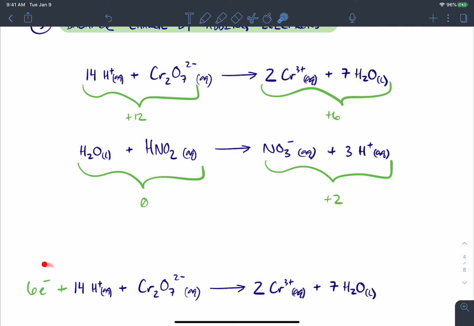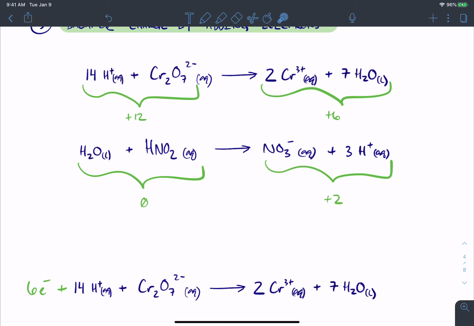So we have 6 electrons added over on the reactant side, and that gives us our plus 6 charge on both sides. We do the same thing for the nitrogen half reaction. Notice over here we had all neutral species, so we have an overall 0 charge. Over here we have a -1 plus a +3 for a net +2 charge.